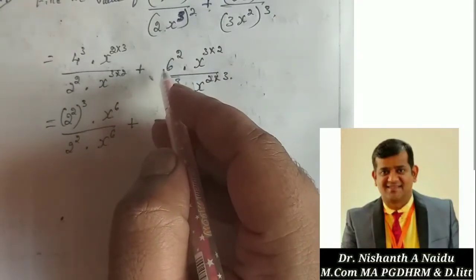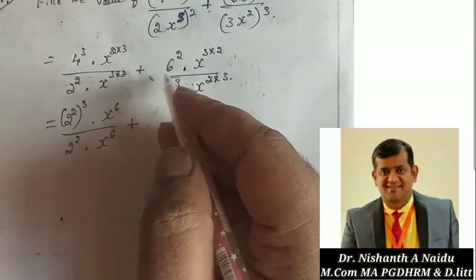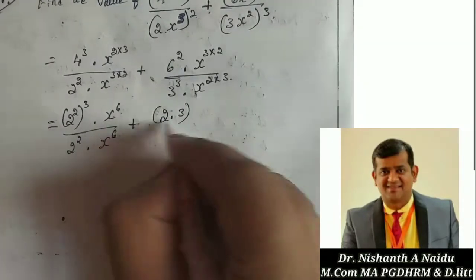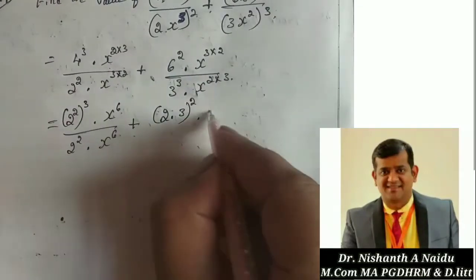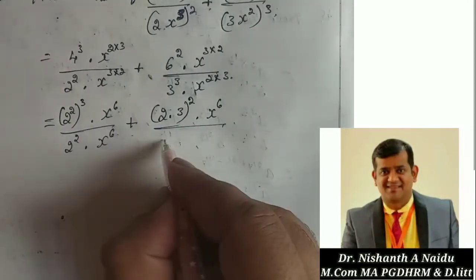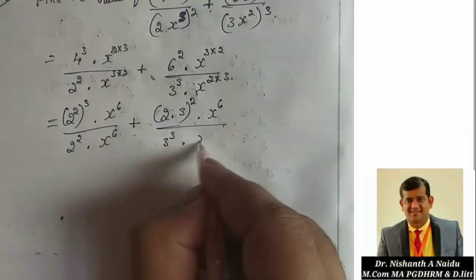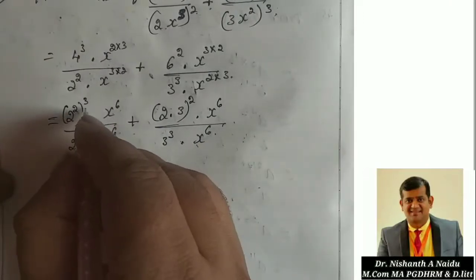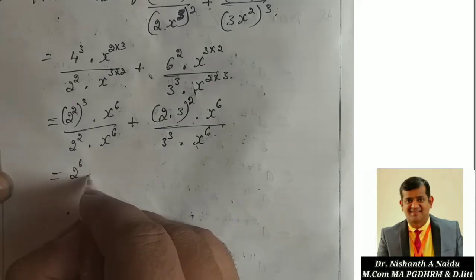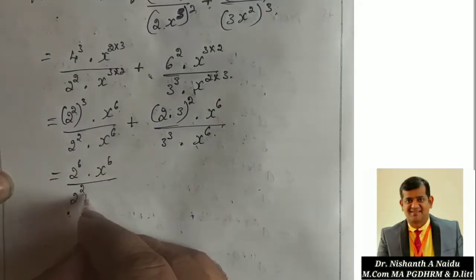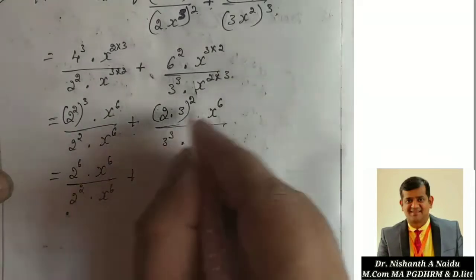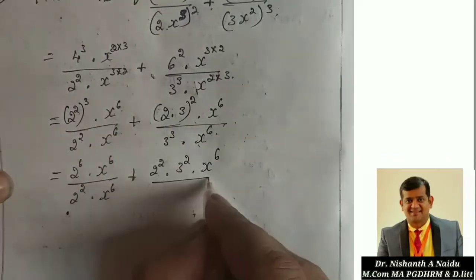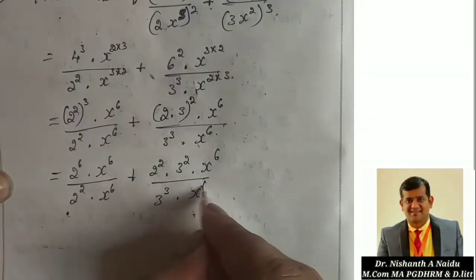So 6 to the power 2, I have to reduce it either to the 3 value or to the 2 value. 3, 3's are 9, so 3 to the power 2 is not possible. So what we will do is 2 into 3 whole power 2, 2 3's are 6, into x to the power 3, 2's are 6, divided by 3 to the power 3 into x to the power 2, 3's are 6. So in the next step, 2 to the power 2 into 3, that is 6, into x to the power 6 divided by 2 to the power 2 into x to the power 6, plus 2 to the power 2 into 3 to the power 2 into x to the power 6 divided by 3 to the power 3 into x to the power 6.